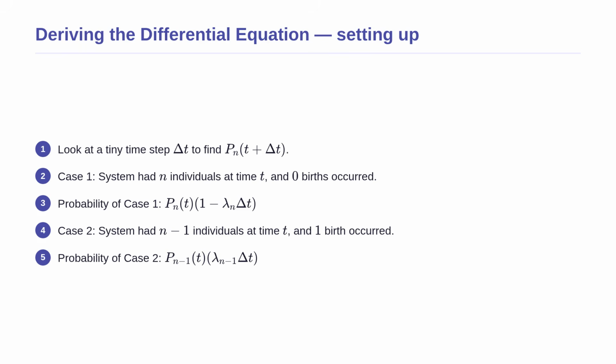Now that we have successfully used the formula, let us understand exactly where it comes from conceptually. To find the probability of having exactly n individuals at a future time, we look at a microscopic step forward in time, which we call delta t. There are only 2 realistic ways to end up with n individuals at this slightly later time. Either we already had n individuals and absolutely 0 births happened, or we had 1 less individual and exactly 1 birth happened during that tiny time gap. We multiply the starting probabilities by the chance of these events occurring.